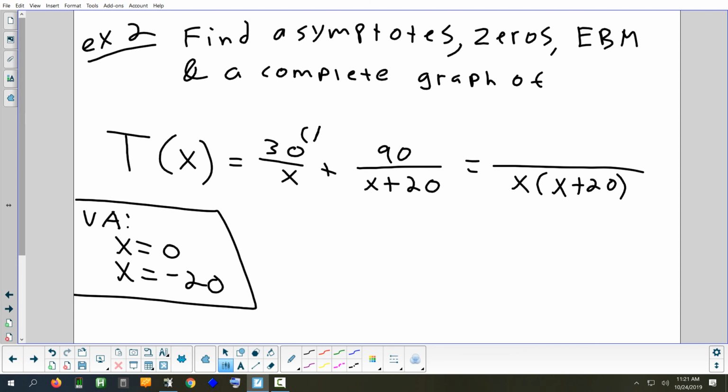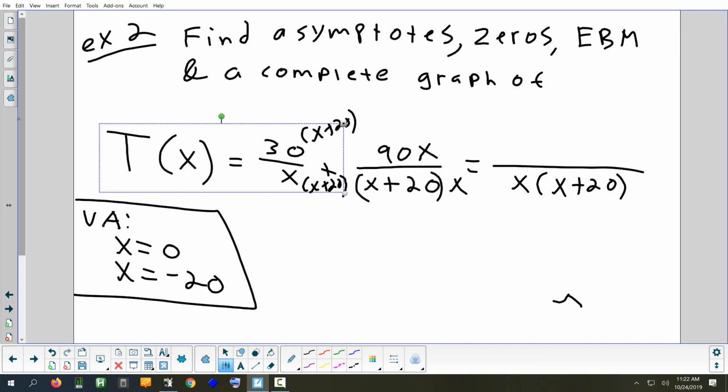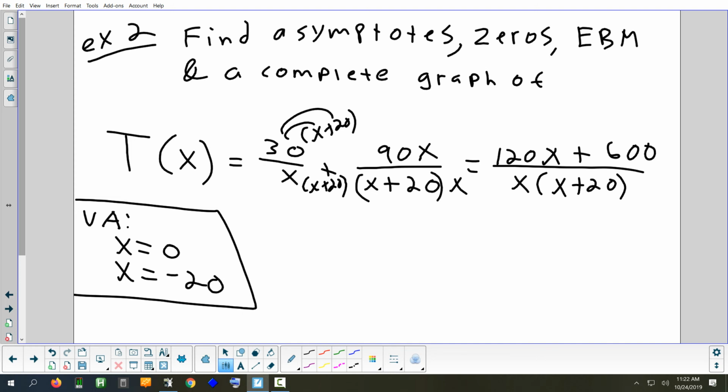So you're going to multiply top and bottom by x plus 20. And what's the second one missing? X. Okay, I already did the bottom. So in the top, I'm going to have 30 times x plus 20, which is 30x plus 600, plus 90x. Wait, can you say that again? How did I get 120x? 30x plus 90x.